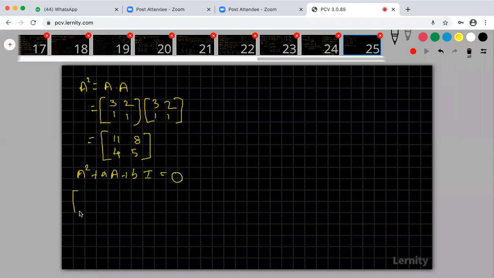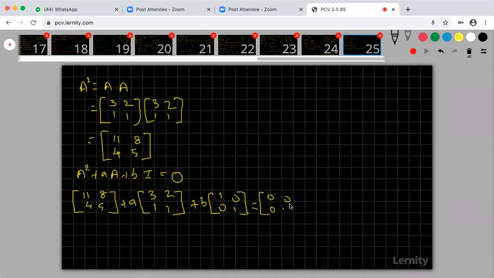That means you just apply A squared. What is your A squared? 11, 8, 4, 5. Plus a into A, what is my A? 3, 2, 1, 1. Plus b into I, what is my I? 1, 0, 0, 1. What is the zero matrix? 0, 0, 0, 0. Since all are 2 cross 2 matrices, you take the identity as 2 cross 2 and the zero matrix also 2 cross 2. Now how to add these three matrices?